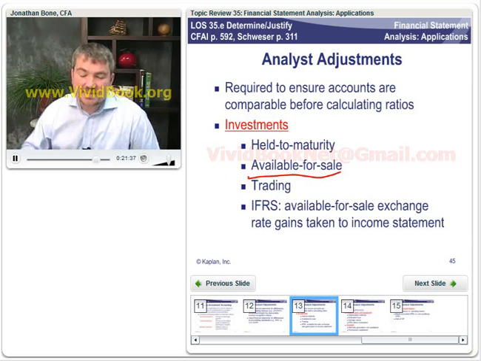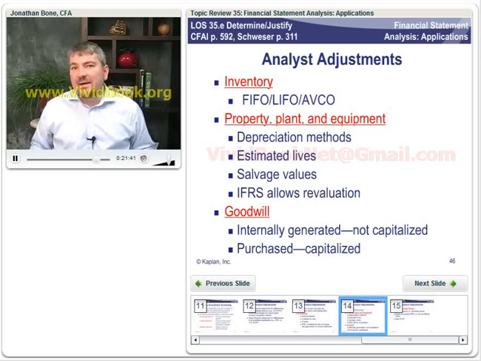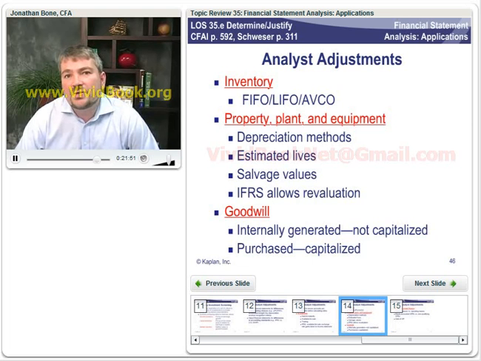Inventory methods, well, we know the classics here. Under US GAAP, you can use FIFO, LIFO, AVCO. Under international accounting standards, of course, just FIFO or AVCO. So whether you're looking at comparing domestic companies or companies internationally, you need to make sure that they've used consistent inventory valuation methods.